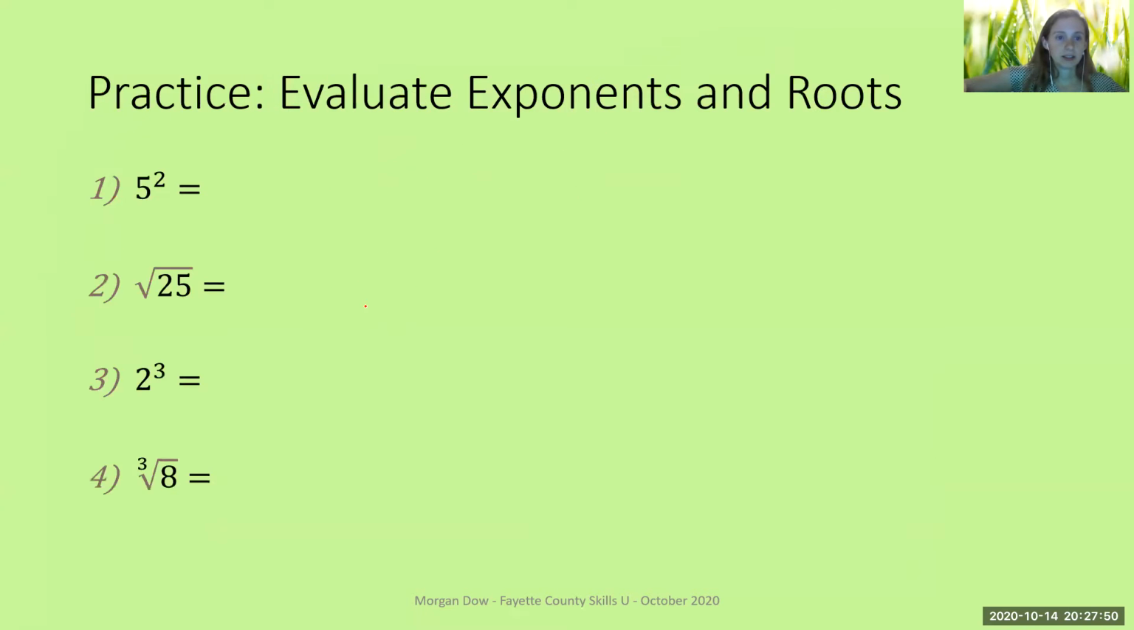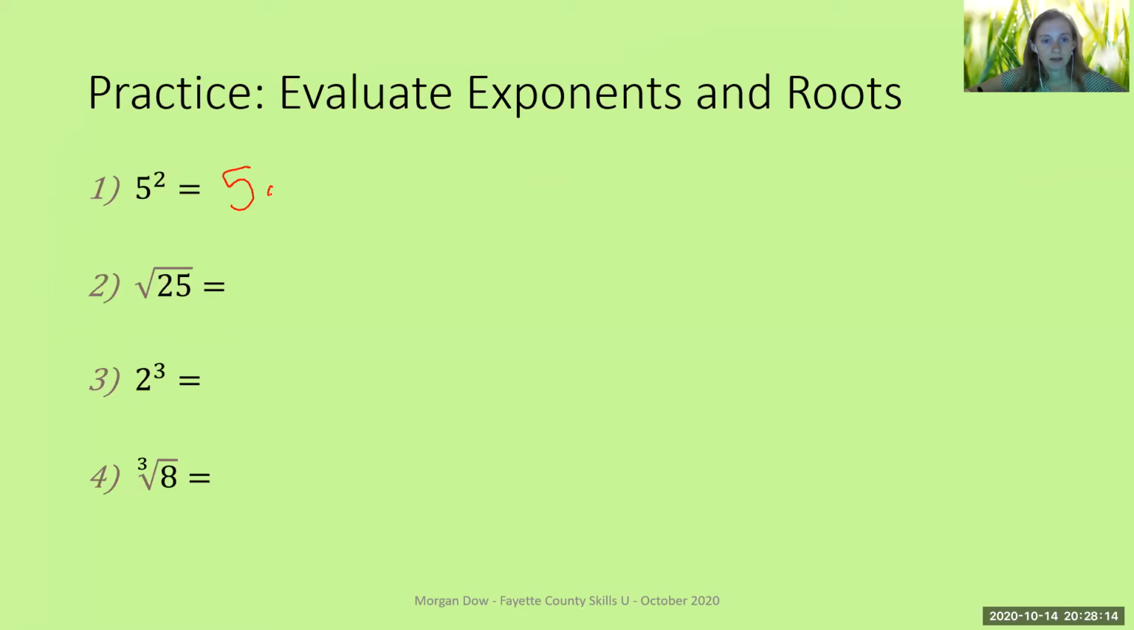All right, so let's get a little bit of extra practice here, just to make sure we got those basic exponents and roots down. So number 1, 5 squared. I would take a moment to pause the video, write down your answers to each of these questions, and then resume the video when you think you have the answers. So number 1, 5 squared.